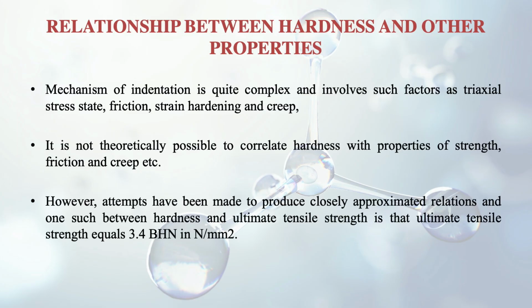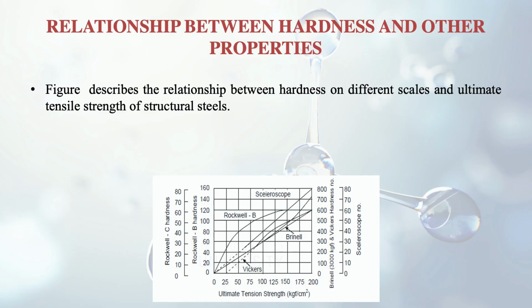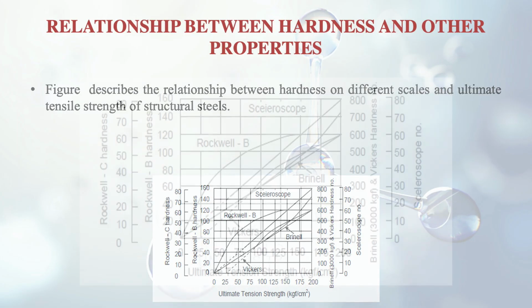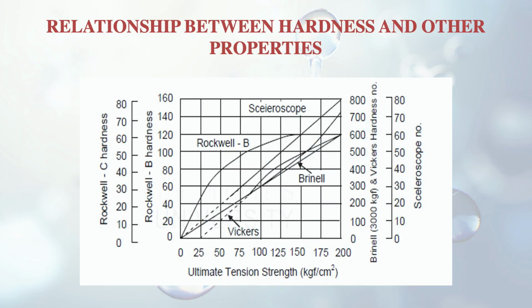However, attempts have been made to produce closely approximated relations, and one such between hardness and ultimate tensile strength is that the ultimate tensile strength equals 3.4 BHN in Newton per millimeter square. So Brinell hardness number, and it is 3.4 times that. There is a figure here. You can see the different hardness measurement scales, and ultimate tensile strength is given on the x-axis. The Brinell one is almost a straight line, others are curved, Rockwell and this Vickers one.